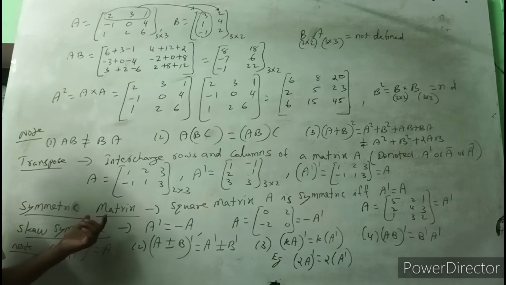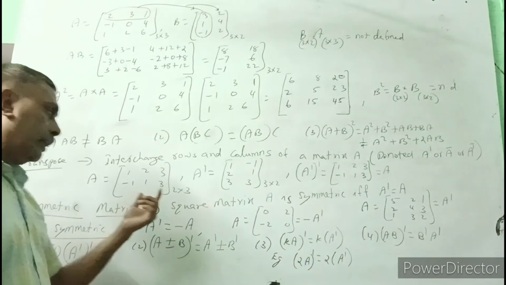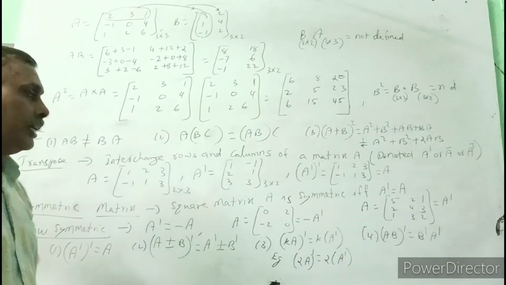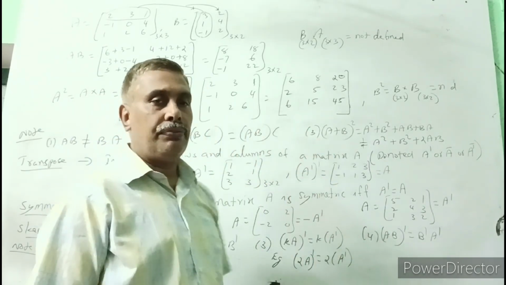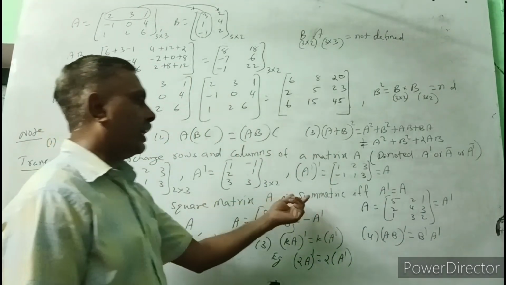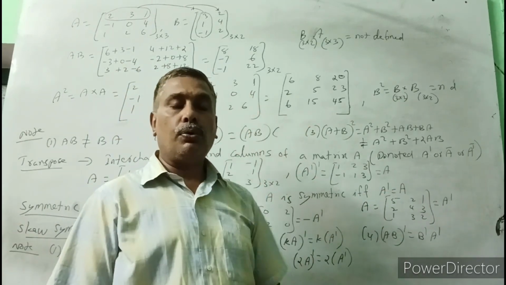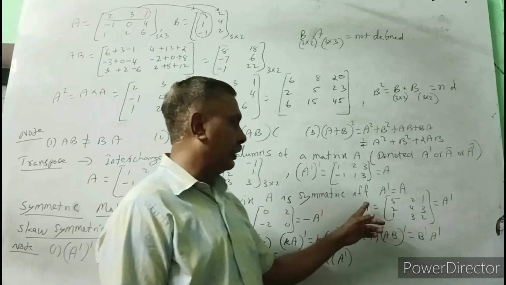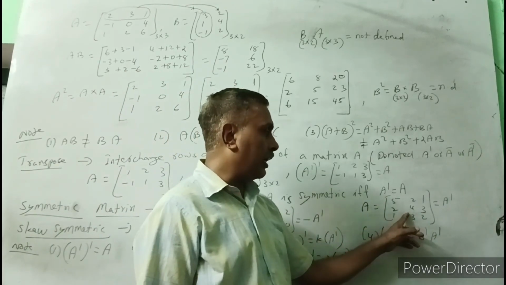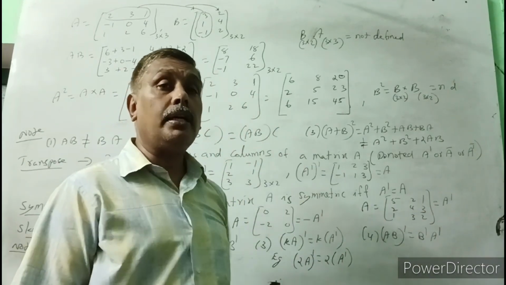Now, what is a symmetric matrix? Symmetric matrix means it must be a square matrix, then only the word symmetric is possible. If the transpose of a square matrix is the matrix itself, that is, a square matrix A is symmetric if and only if A transpose equals A. You see, one example is written. If you are taking the transpose, you will get the same matrix back. It is possible only with a square matrix.